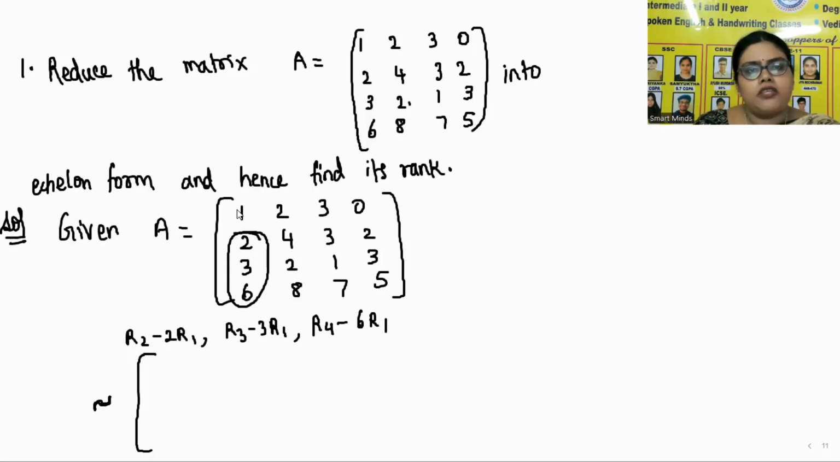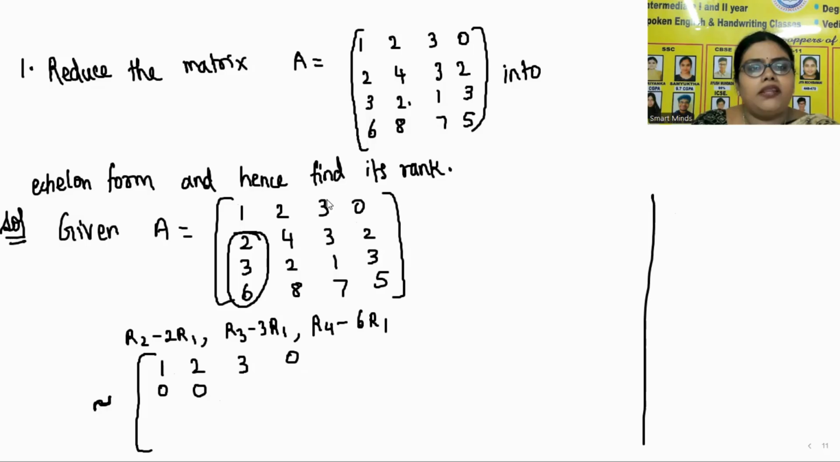Okay. The first row we are not changing, so it will become 1, 2, 3, 0, no change. Now all the calculations here, if you want, you can do in rough. So here we are doing R2 minus 2R1. So 2 minus 2 is 0. 4 minus 4 is 0.